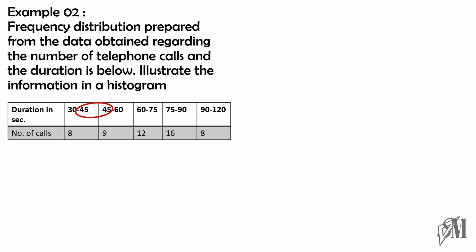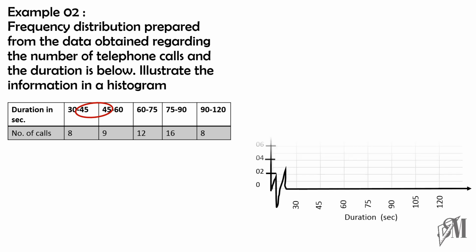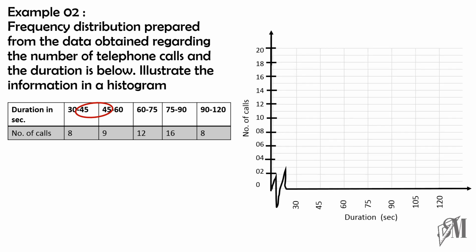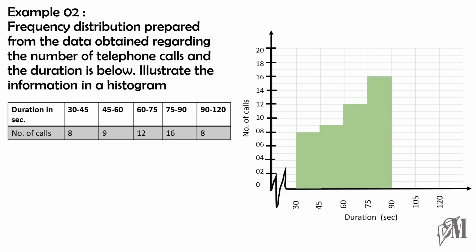So then let me draw the x-axis and the y-axis. So here the duration and the number of calls are marked on the x and y axis respectively. And then let's mark the first column. It is 8. The second one is 9. Third one is 12. 16. And when you come to the last class interval, there is a difference.